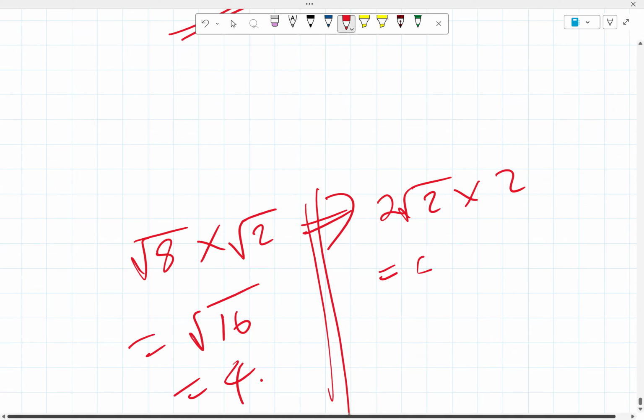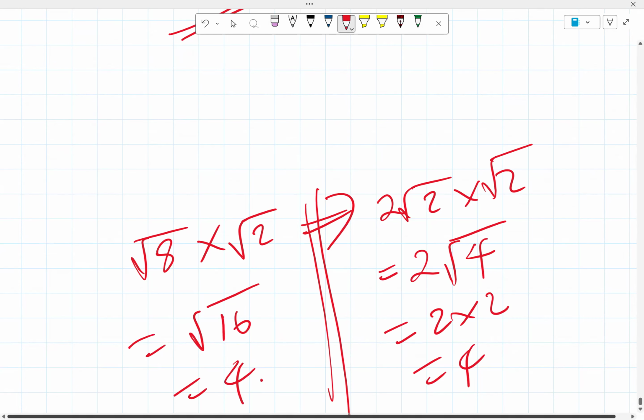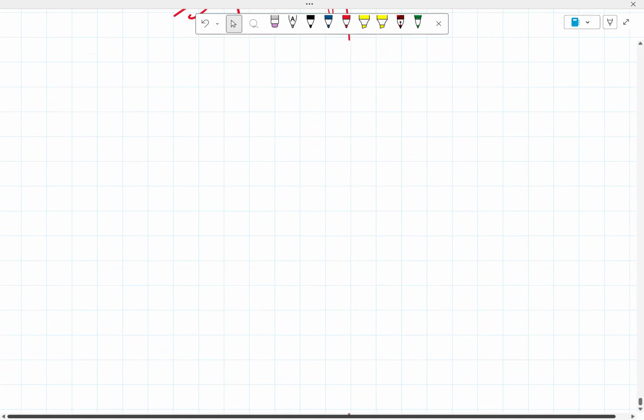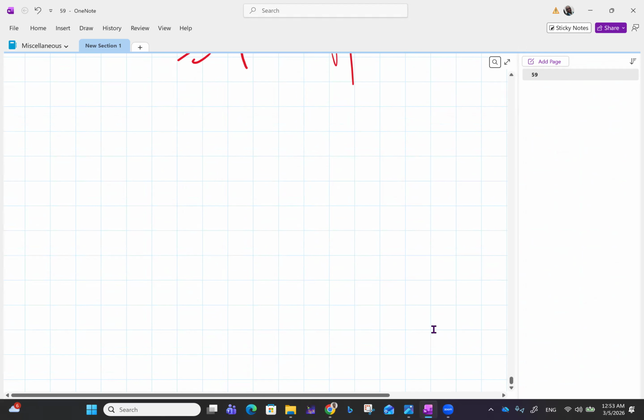So this is 2 times 2, 4 roots. This is okay, root 2 here. So this is 2 root 2 times 2 root 2, that's 4 times 2, which is 8. So I think in this case it's easier to multiply the numbers first before you take the roots, instead of simplifying first and then taking roots. You also want to be as fast as possible.